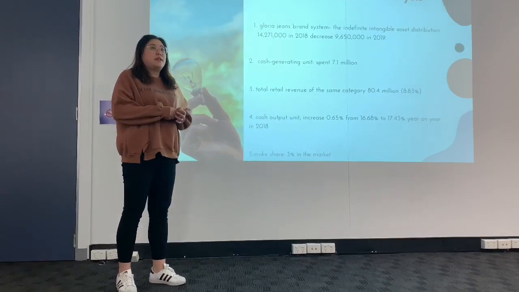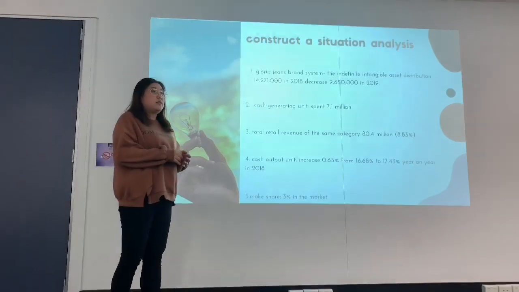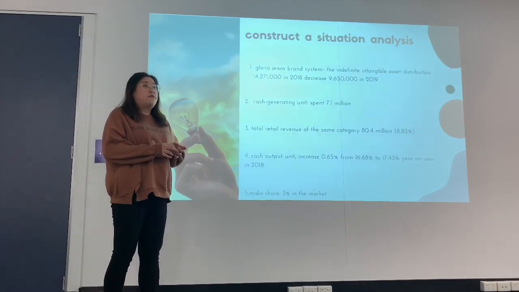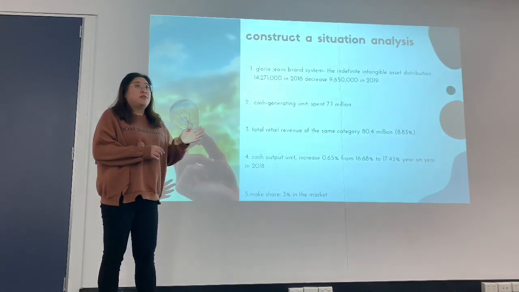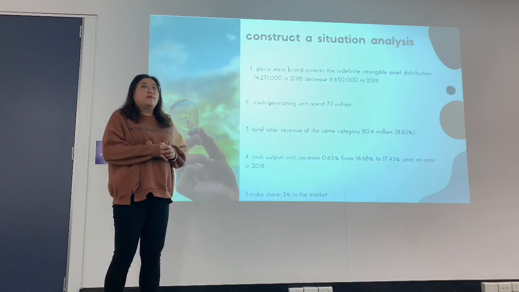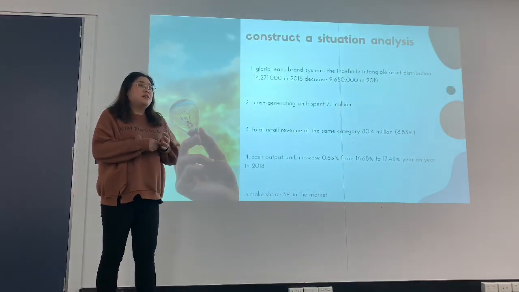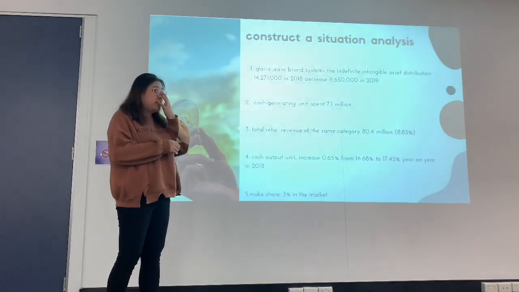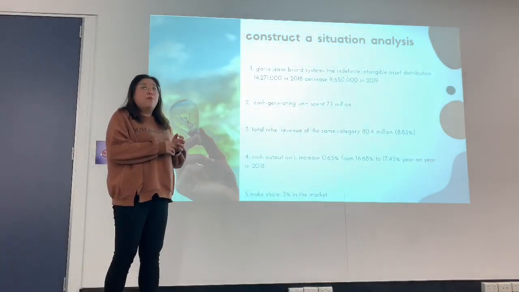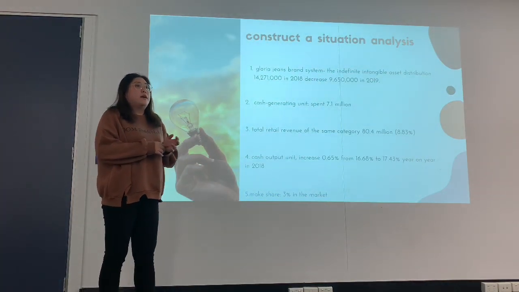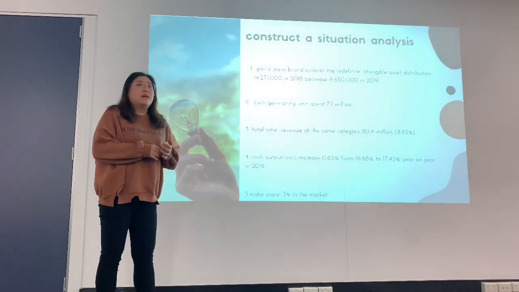According to the analysis in the Coffee Club annual report of 2019, the indefinite intangible assets, the distribution of the Gloria Jean's brand system, was reduced from 40,271,000 in 2018 to 9,650,000 in 2019. The cash generating unit spent 7.1 million on impairment expenditure in fiscal 2019.